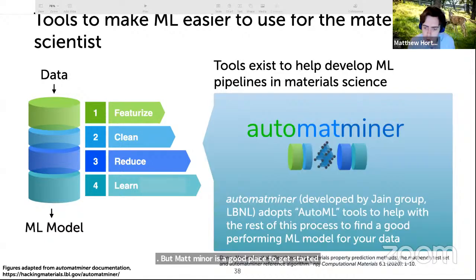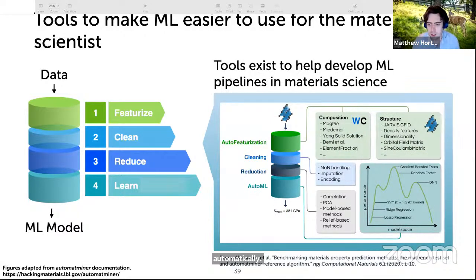Then there's another tool called AutoMatMiner, which is part of a family of tools called AutoML that really does the rest of this process, which is about automatically finding and selecting good features, doing this data cleaning, doing this feature reduction, so using models like PCA to find which features are most useful, and then trying a variety of different ML algorithms and exploring different hyperparameters to find a decently performing algorithm.